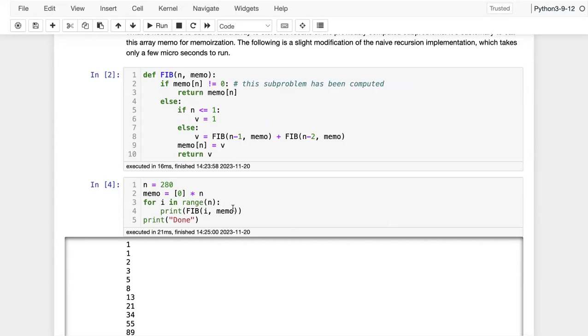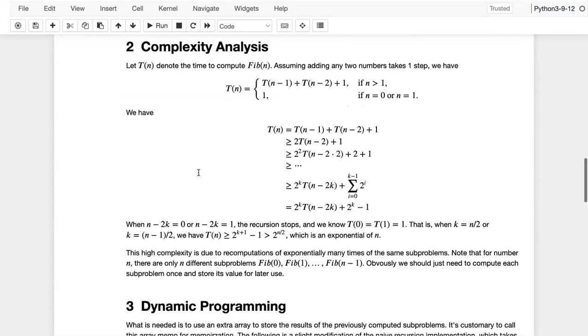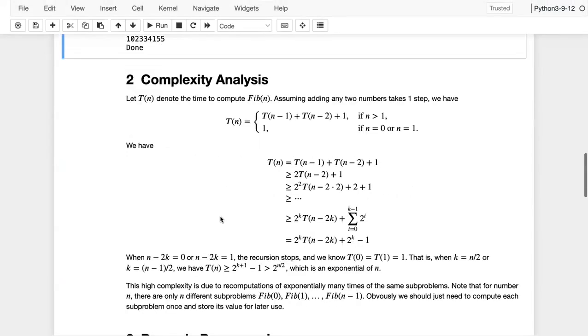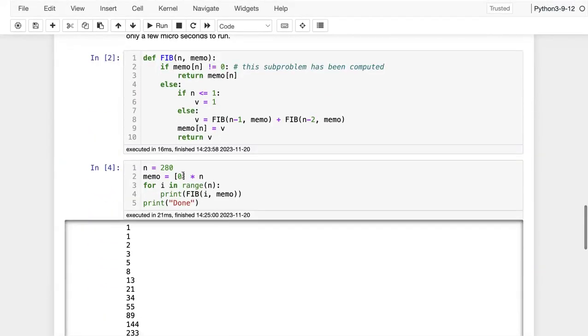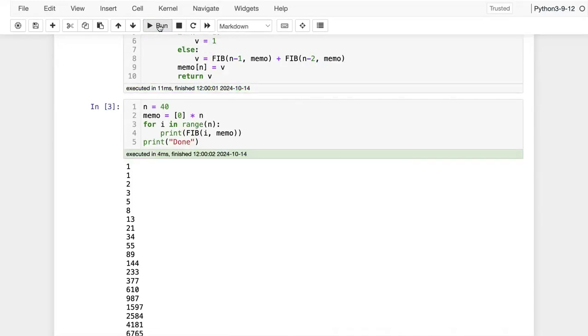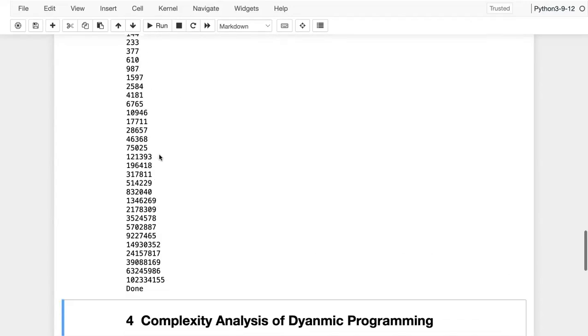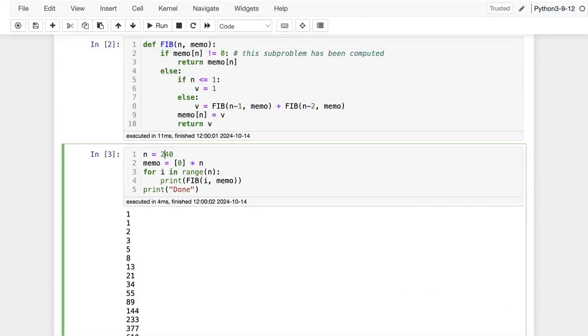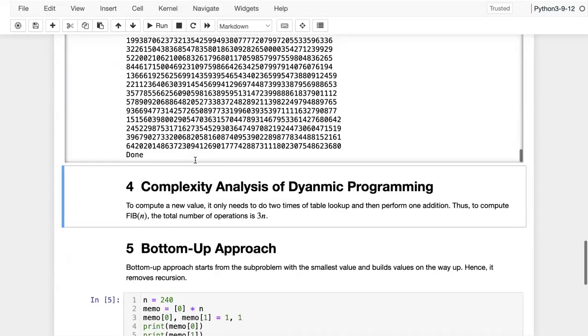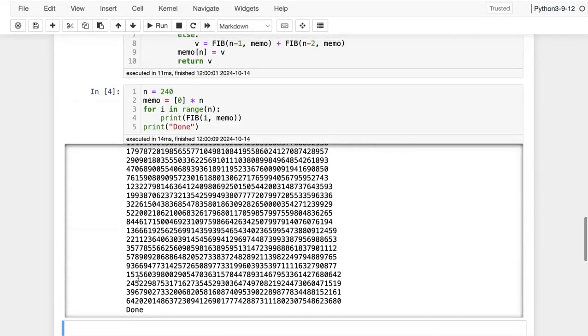Remember earlier, when I said n is 40, it took a while to finish that computation. Let me use 40 here. You see, this is instant. I'm going to compile this and then run it. See, it's done in the blink of a second. And if you put in a much bigger n, it's also done in a blink of a second. You see, this is a huge number. So this is this big.